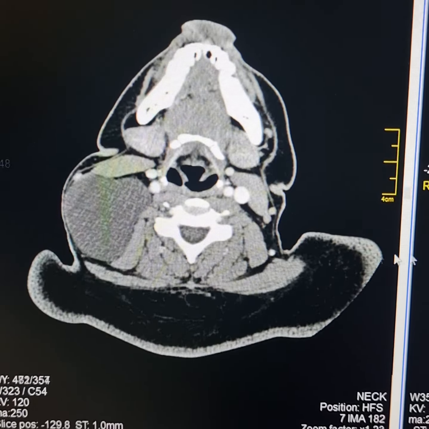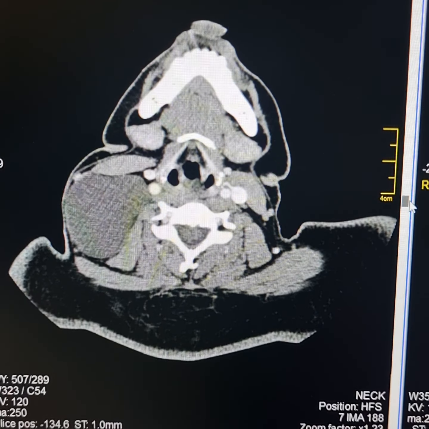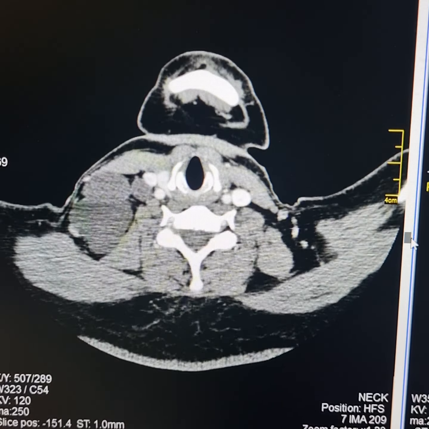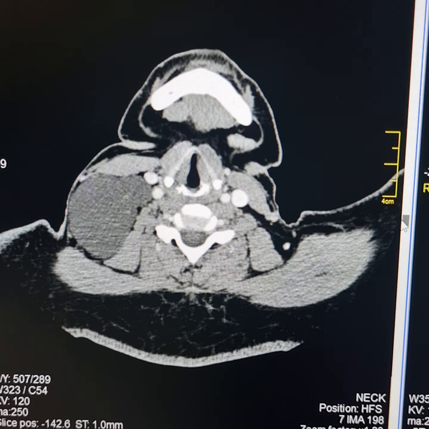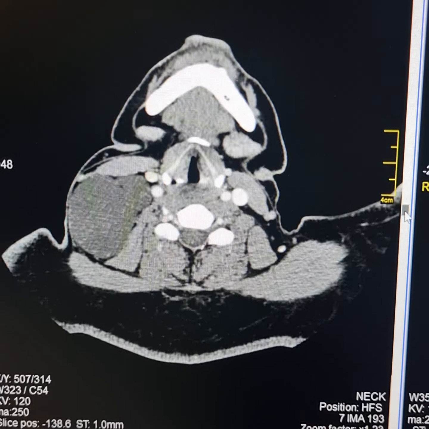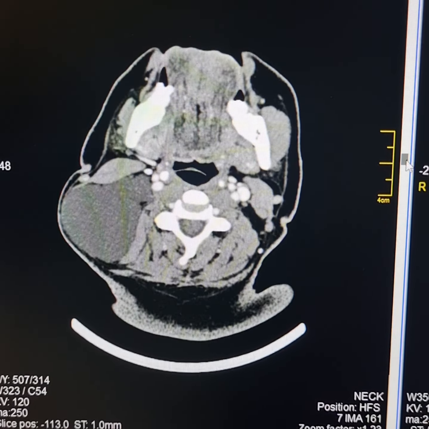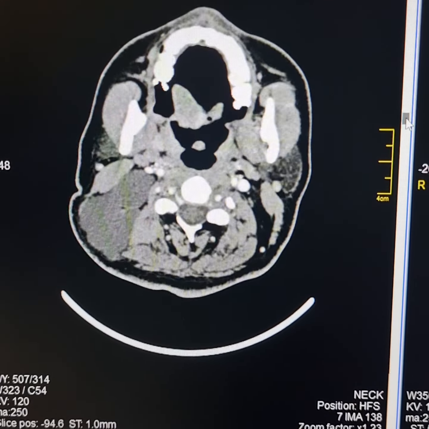This cystic mass lesion has displaced the right internal carotid artery and internal jugular vein medially with distinct interfaces. Laterally, it has well-defined borders. There is no involvement of the subcutaneous tissues or overlying skin. This is a case of lymphangioma.